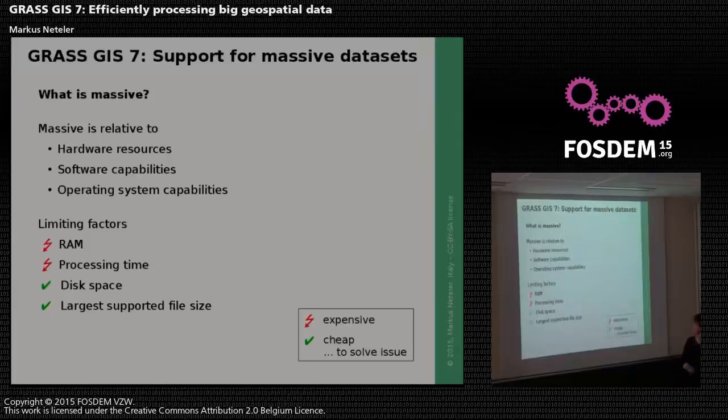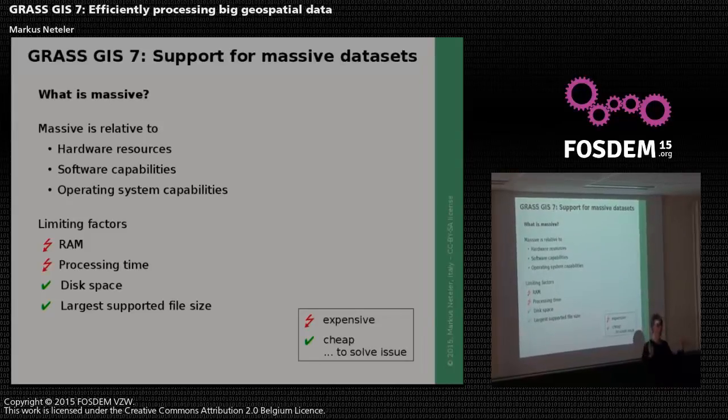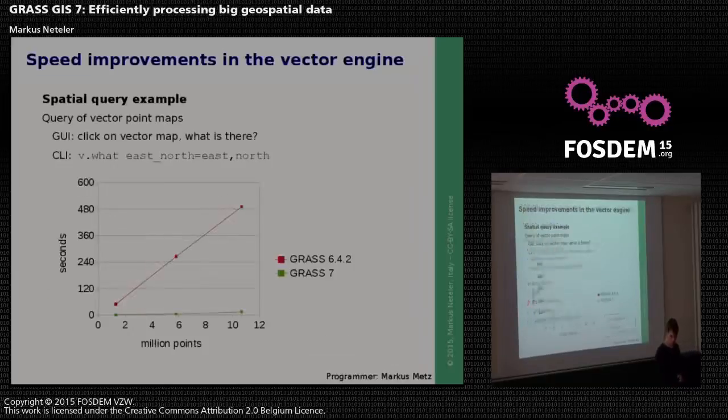massive data support. What's massive? Just quickly, you probably know this. Limiting factors are memory, and limiting factors can be processing time if you have lots of data. Disk space is something which nowadays I would consider more or less solved in the range of terabytes and going towards petabytes maybe. And largest supported file size is also no longer an issue. What's an issue, and what can be solved in the software itself, this applies generally to any software obviously, is to make it faster.